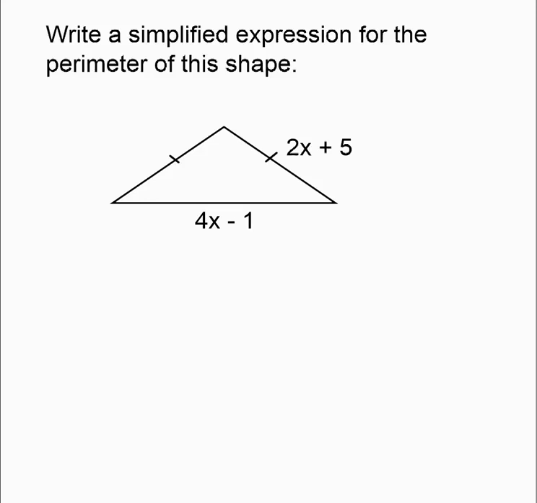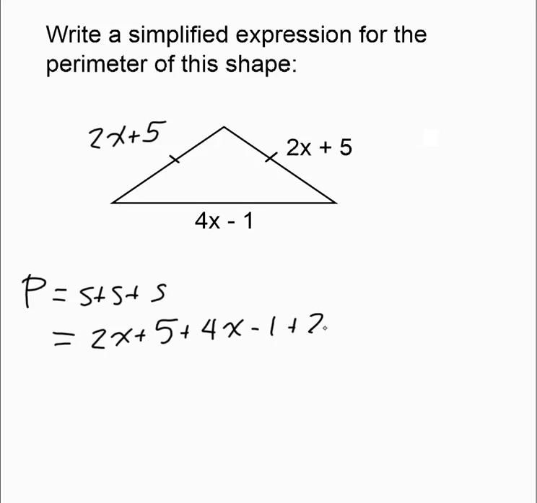Now let's look at what an application question might be based on this skill of collecting like terms. So this says write an expression for the perimeter. Well, perimeter of a triangle is just side plus side plus side. And these tick marks tell us that these two sides are actually the exact same thing. So all I need to do is add up my three sides. But it asked me for a simplified expression.